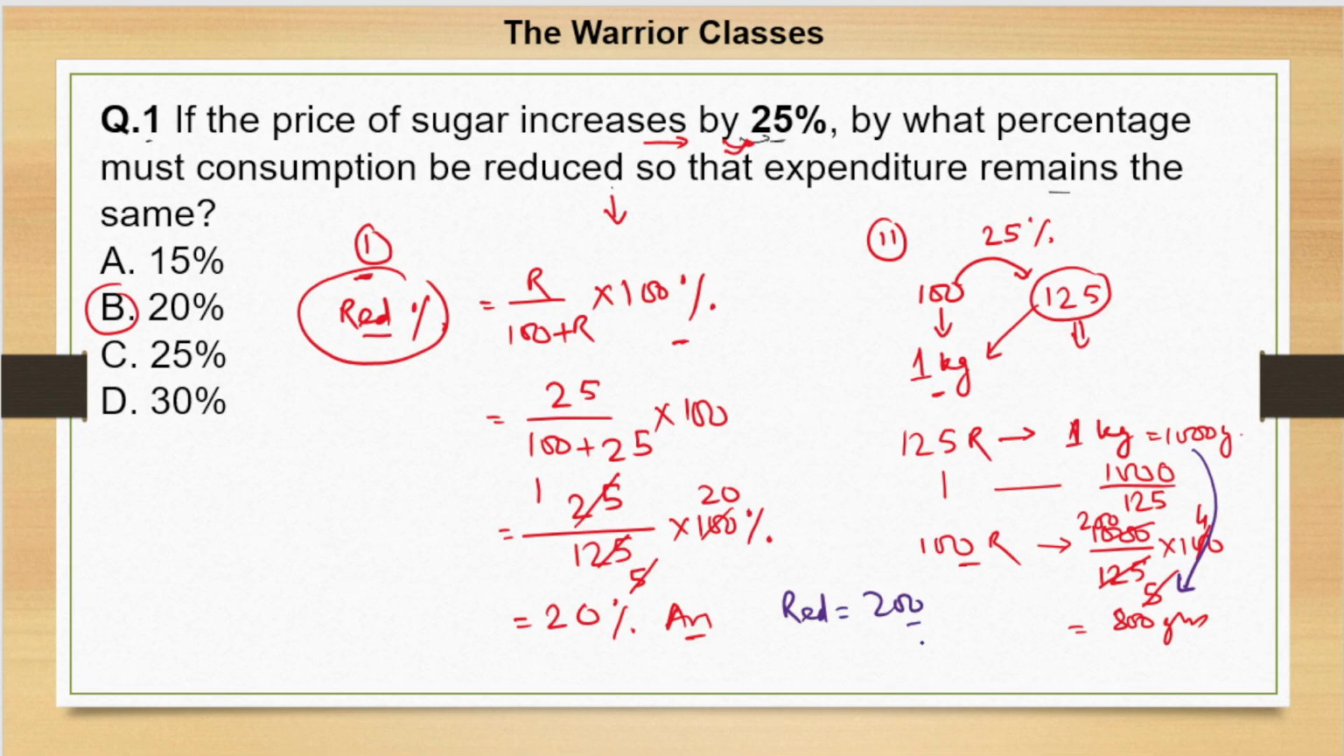Now the reduction is from 1000 gram to 800 gram, which means a reduction of 200 gram in 1000 gram, right? For percentage we multiply by 100. Now cancelling 20, 20, 10 and 10, it is 20%. Hope both the methods are clear to you. Now we'll move to the next question.